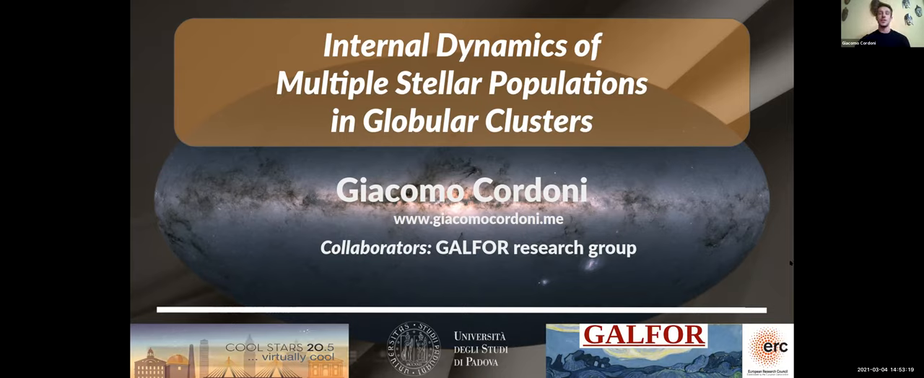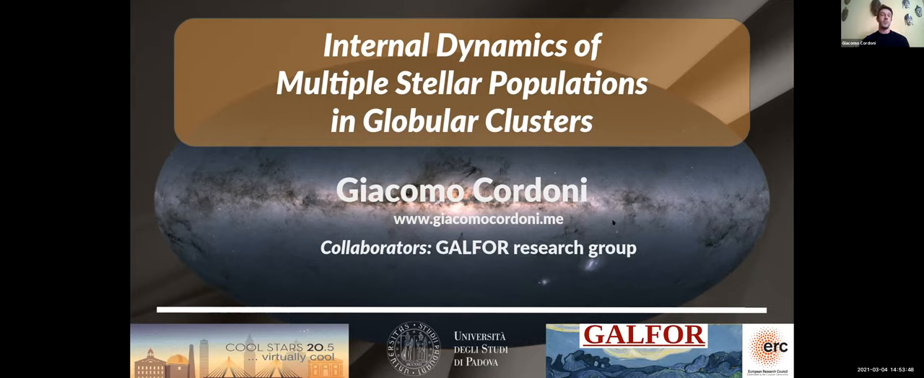However, I just want to stress a few things before talking about my actual work. As Nate said, multiple populations are an ubiquitous phenomenon in globular clusters, in the sense that we observe them in nearly all galactic globular clusters. However, the way they present themselves varies a lot from cluster to cluster.